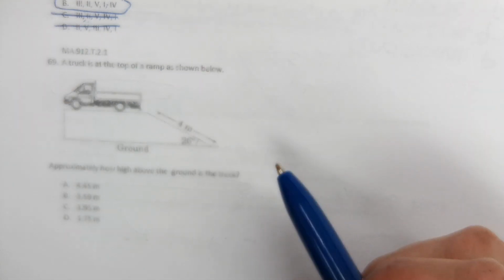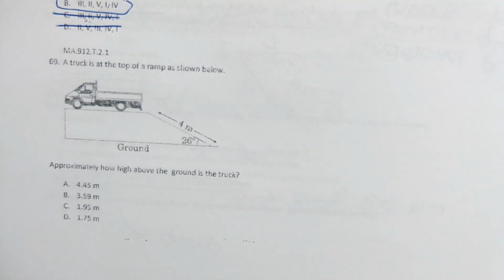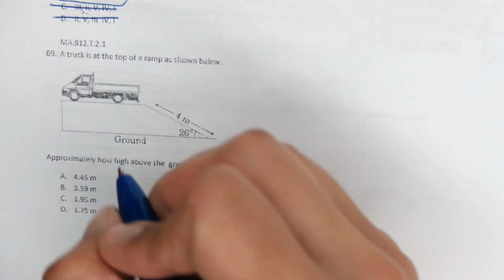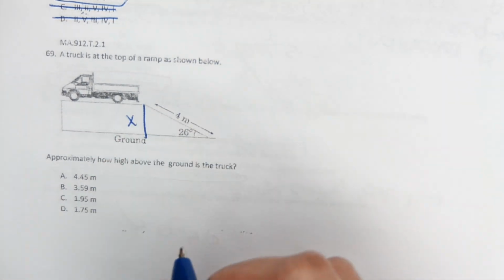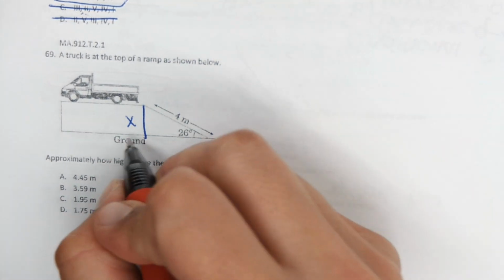A truck is at the top of a ramp shown. Oof, it's blurry. Truck is at the top of the ramp. Approximately how high above the ground is the truck? So we're trying to find this length. We're going to use trigonometry.